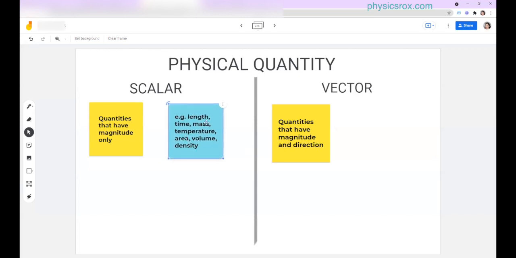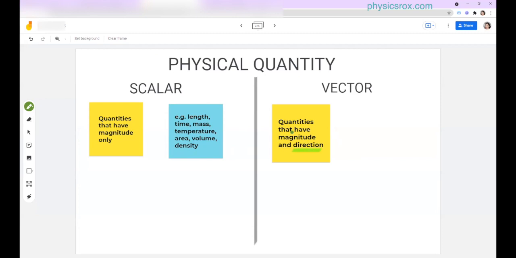It means we are not comparing direction. The key word here is that the vector has direction. So what's its direction? For scalar quantities, the direction is not important. Sometimes it doesn't even exist.